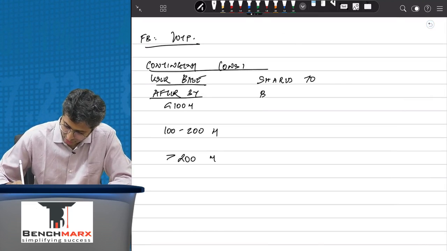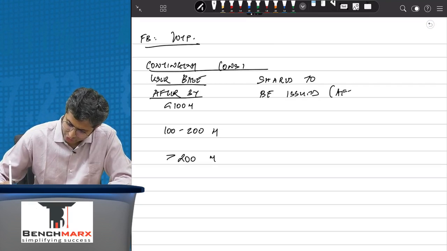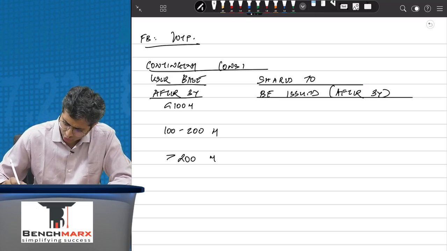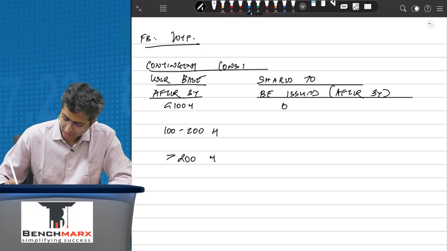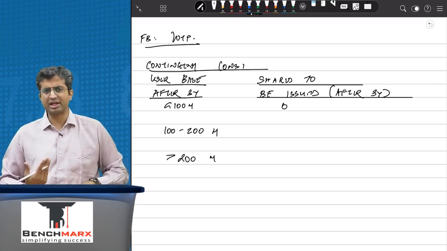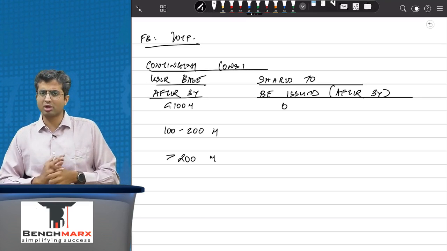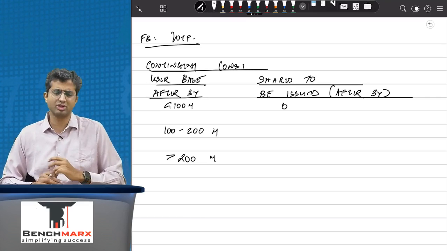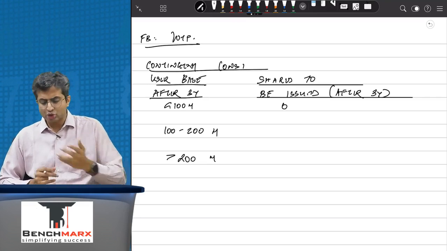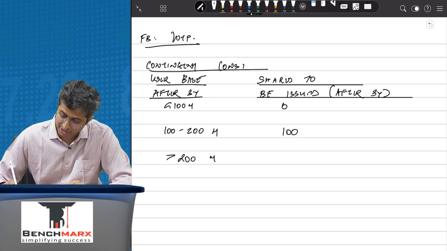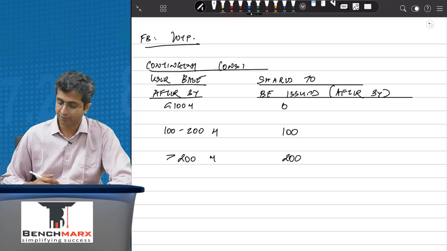Shares to be issued, let's say after 3 years. You will issue these shares also after 3 years only. But the shares to be issued are, let us say, additional shares. Actually, Facebook had acquired WhatsApp for around $15 billion, and there was a contingent consideration of around $3 to $4 billion more. So let us say we have said that we'll issue 0 shares over here, if this happens, we'll issue 100 shares, and if this happens, we'll issue 200 shares, for example.